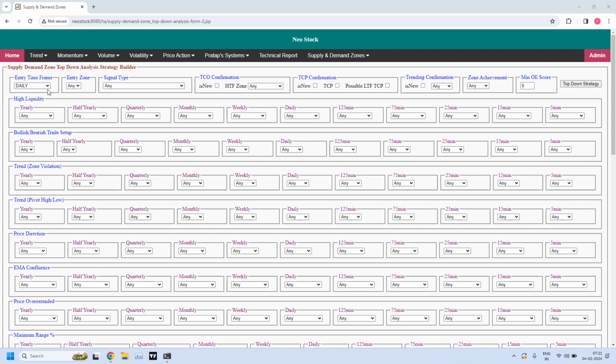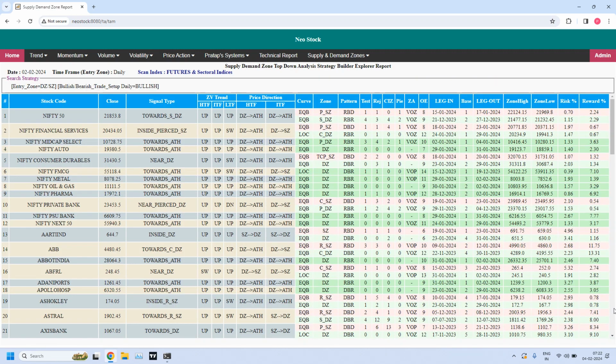So the LTF time frame is daily, and also for bullish or bearish trade setup parameter on daily time frame, you need to select bullish. So first let us generate the bullish trade setup and click on this top down strategy. You will get all the bullish trade setup related zones.